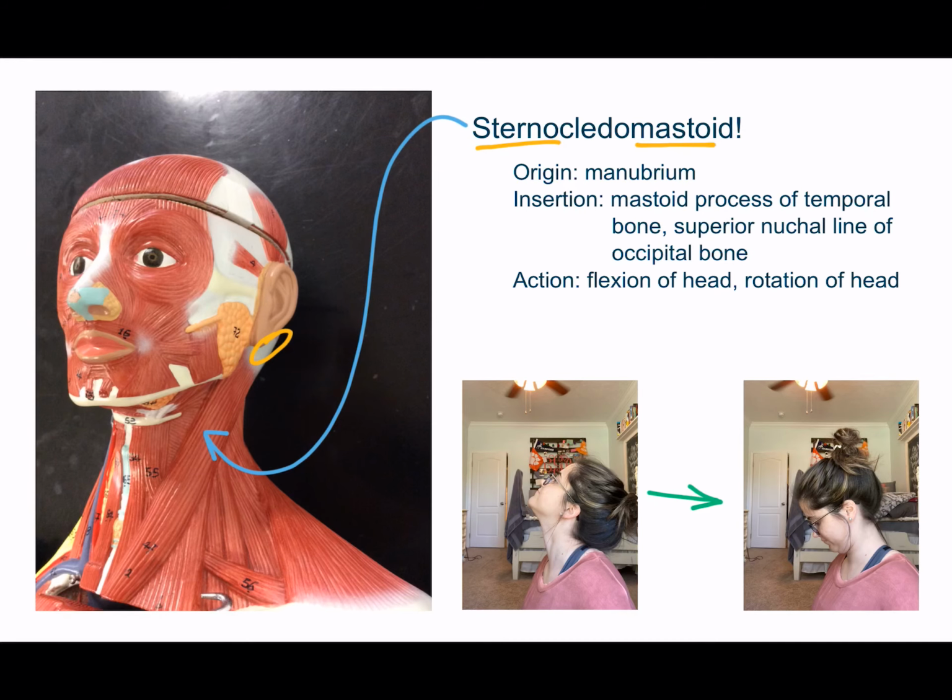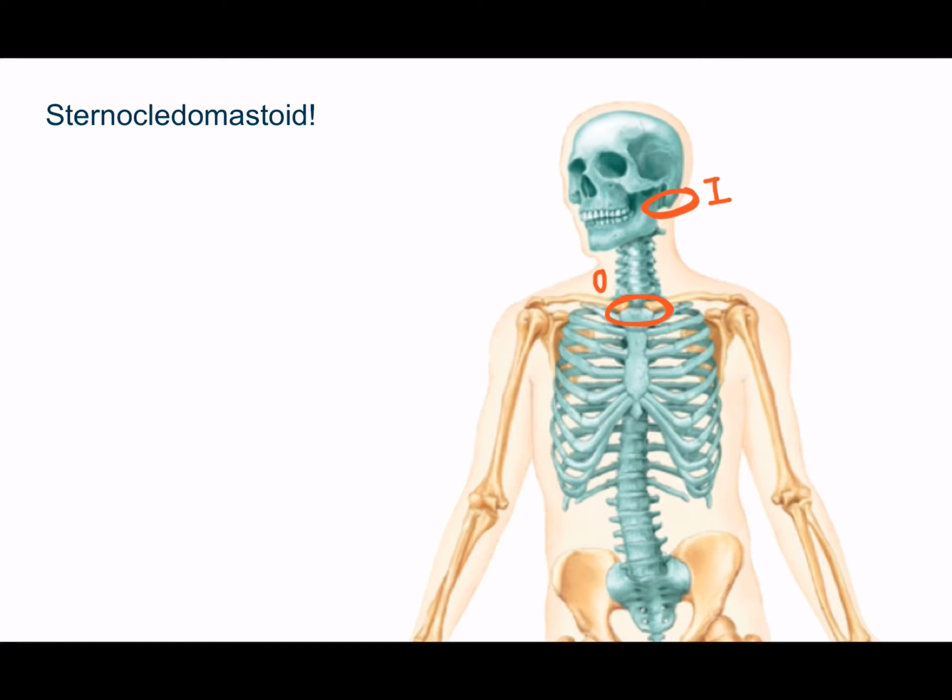Its action is flexion and rotation of the head. Flexion of your head is what you see right here, where I'm bringing my head towards my chest. So it brings towards the origin. Here is your manubrium, which is like the hilt of your sword, and this is the mastoid process of your temporal bone. Sternocleidomastoid is a very sensational name for a muscle, and that's what Dr. Igwe said about it. It's always been my favorite, and I thought, wow, that is a really fancy name for a muscle.